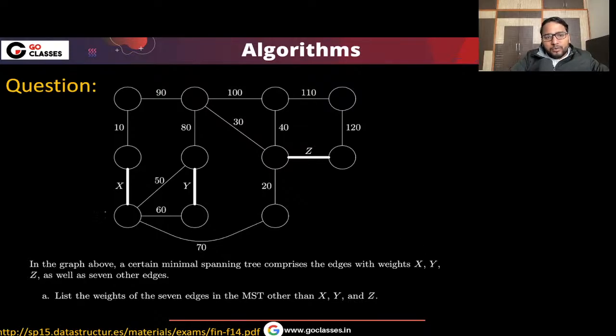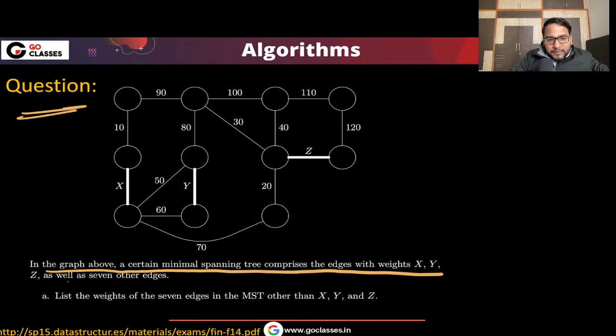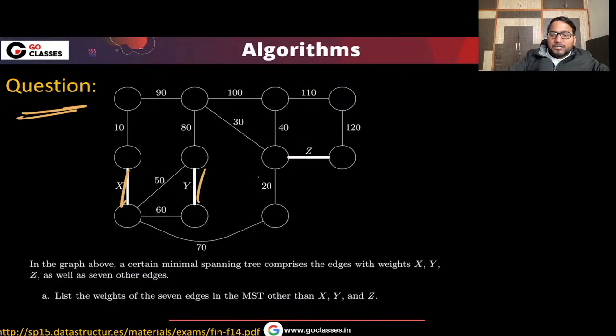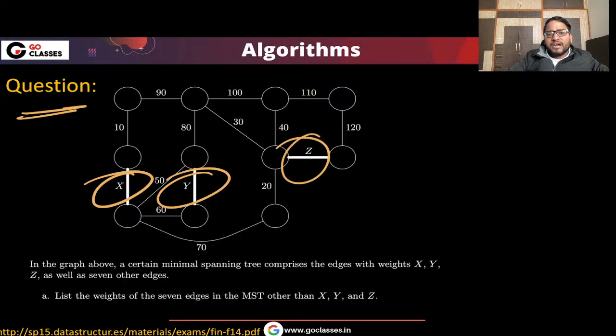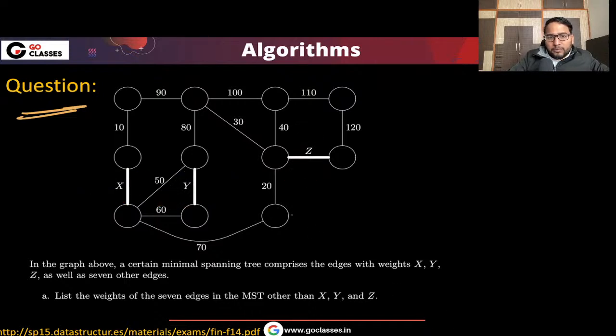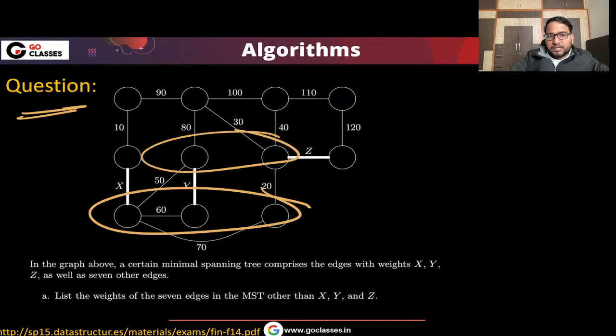So let's see this question. They are saying that in the graph above, a certain minimal spanning tree comprises X, Y, and Z, as well as 7 other edges. So they are saying this is X, Y, and Z. The minimum spanning tree already has X, Y, and Z and 7 other edges. Why 7 edges? Because this is 3 and 3, 6, 9, 11.